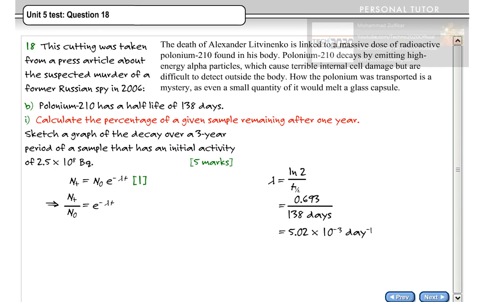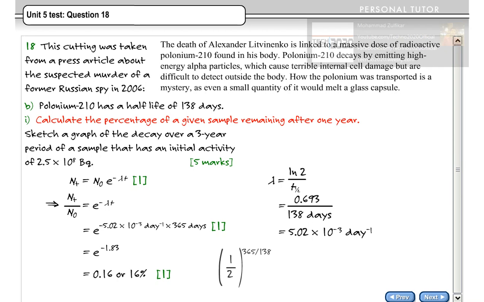Now we rearrange the radioactive decay formula and substitute our data to work out that the amount of the sample remaining after 1 year is 16%. Note that we can make the calculation easier by keeping the decay constant in days to the minus 1, and then using a time of 365 days. It is not necessary to convert both to seconds. If you are good at maths, you could do the calculation even more quickly using the method shown here.